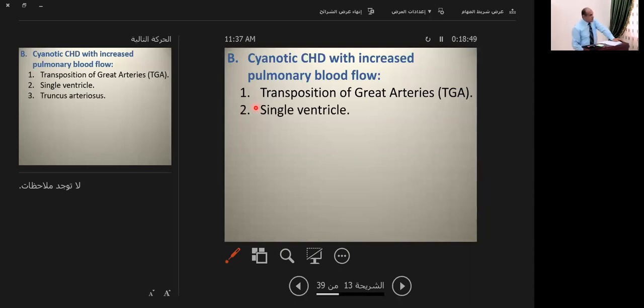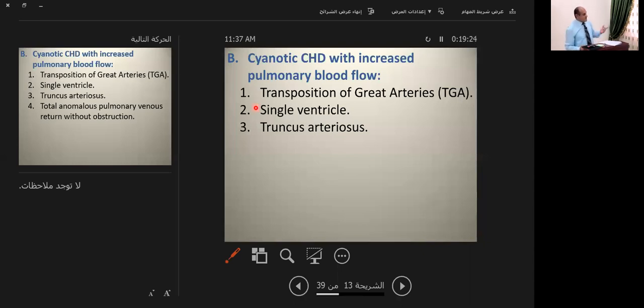Single ventricle: there is no septum between the left and right ventricle, so the oxygenated blood will be mixed with the deoxygenated blood. The blood coming through the right atrium to the right ventricle will be mixing with the oxygenated blood coming through the left atrium to the left ventricle. It's an intracardiac mixing.